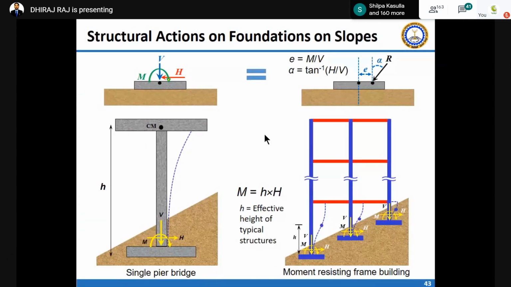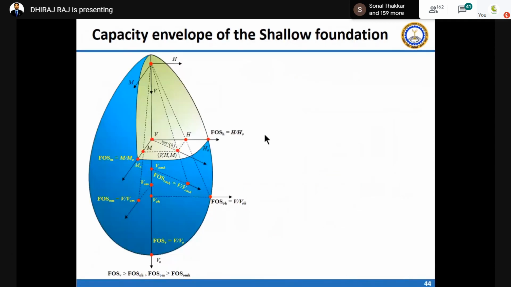Okay, so now you have remembered the structural axes of the foundation. Now, foundations on slopes. So this is the final solution, the capacity envelope of shallow foundations, which looks like that. But how to develop this? Because in the case of foundations on slopes, there is no exact solution in terms of capacity envelope. All over the world, there is no solution available for the capacity envelope of foundations on slopes. So how to develop that?